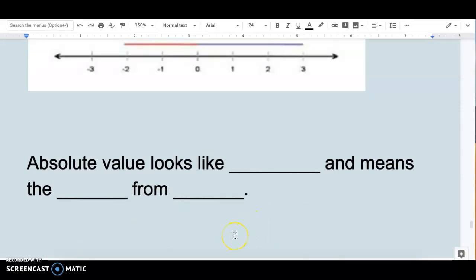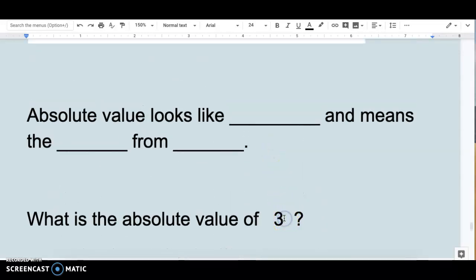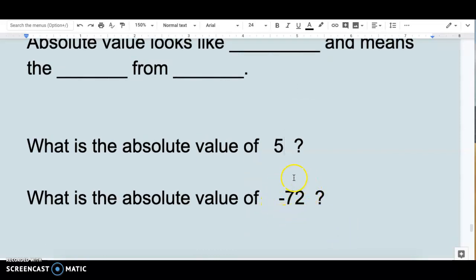So the absolute value looks like blank and means the blank from blank. Choose the correct answer. This was in our example, so we're not going to use this. Let's use another one. Let's do 5. What is the absolute value of 5? What is the absolute value of negative 72?